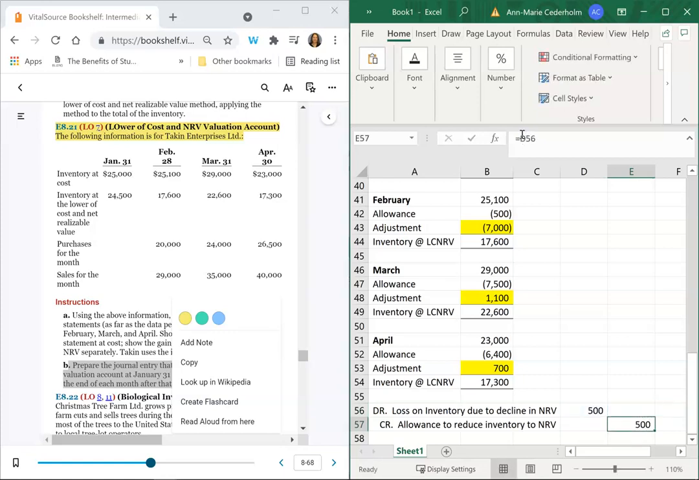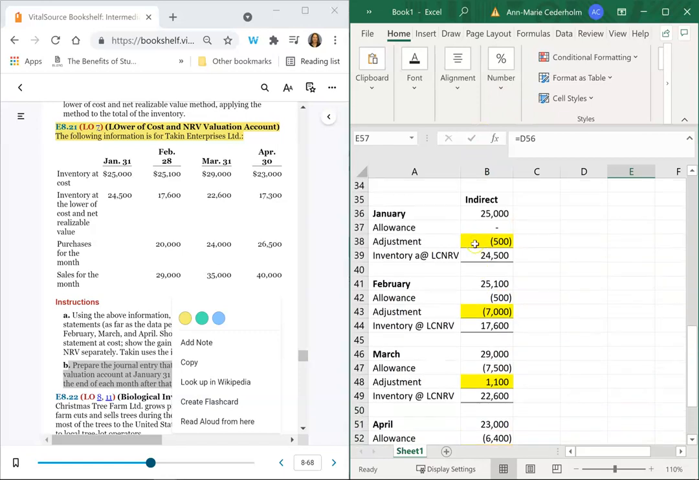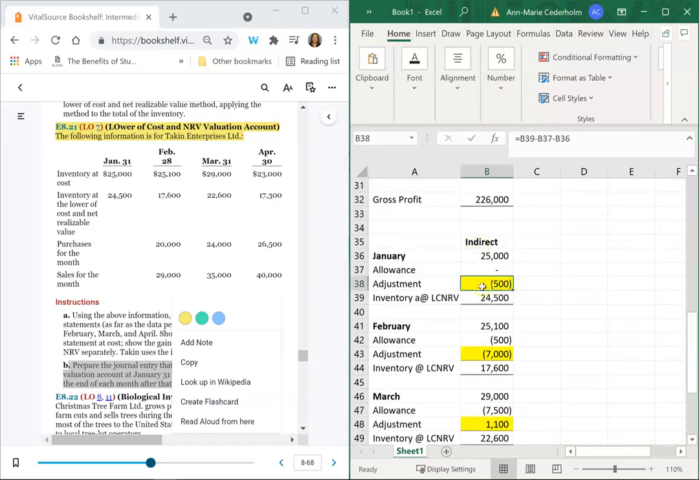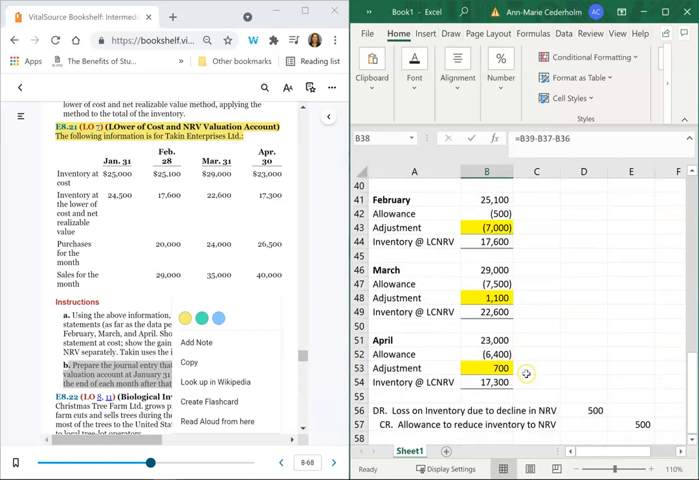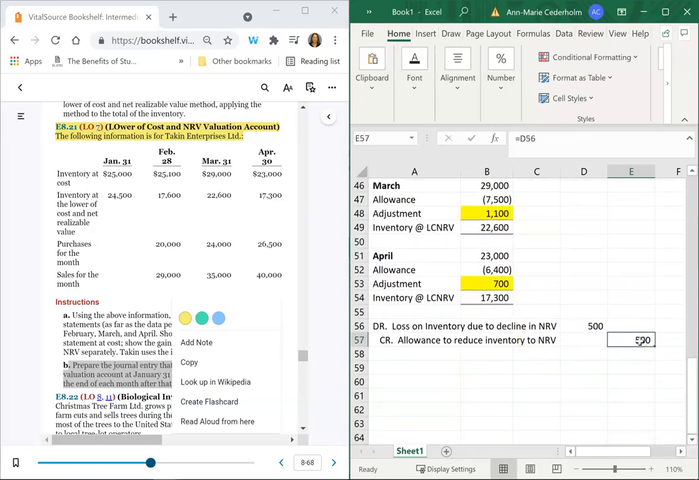Okay, and the way that I like to think of this is the allowance account. So if it's sitting as a negative there, think of it as a credit anyway. So you can think of these as debits and credits as well. So that's how I know to credit my allowance account. So that's for January.